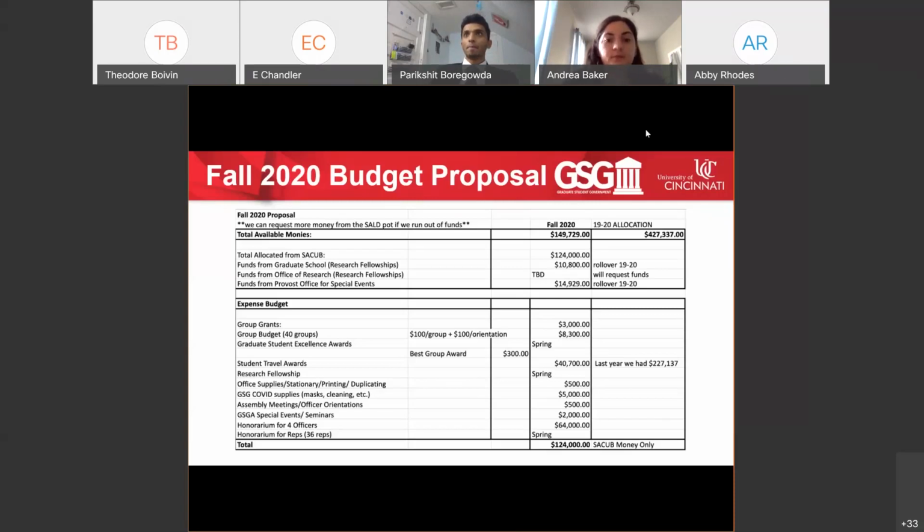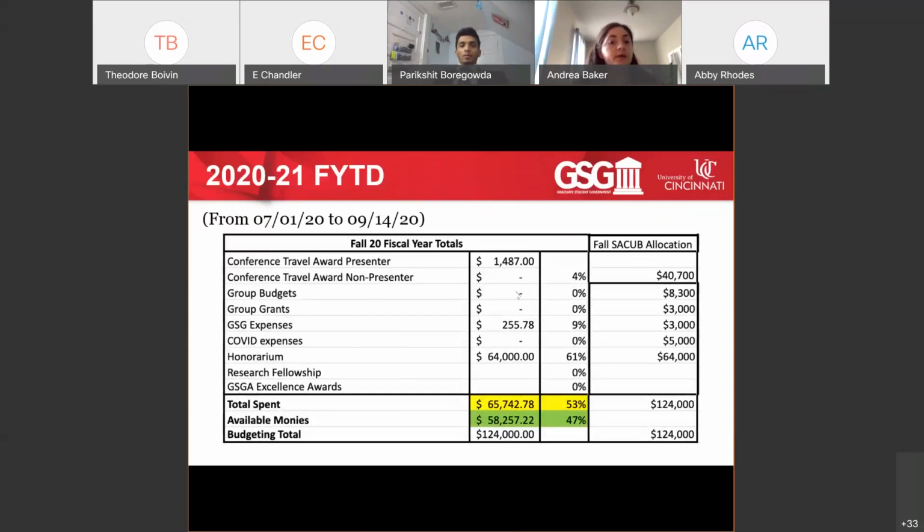Okay, awesome. So this is just where we are currently. I put our fall SACUB allocation over here. I haven't accounted for, if you saw from the last slide, we do have some money from the provost office and from the graduate school that has rolled over. That is not in the same account as our SACUB money, so we'd like to use our SACUB money first so we can ask for more, because that money will go with us to spring, which hopefully things will be more normal and we can use.